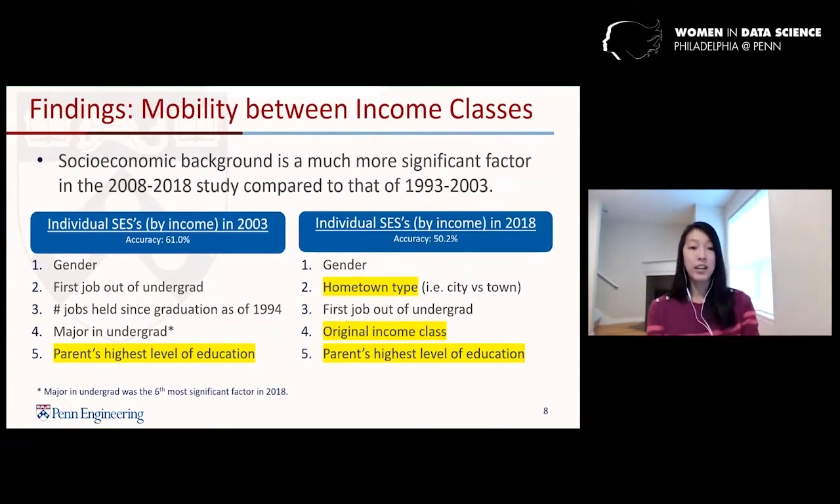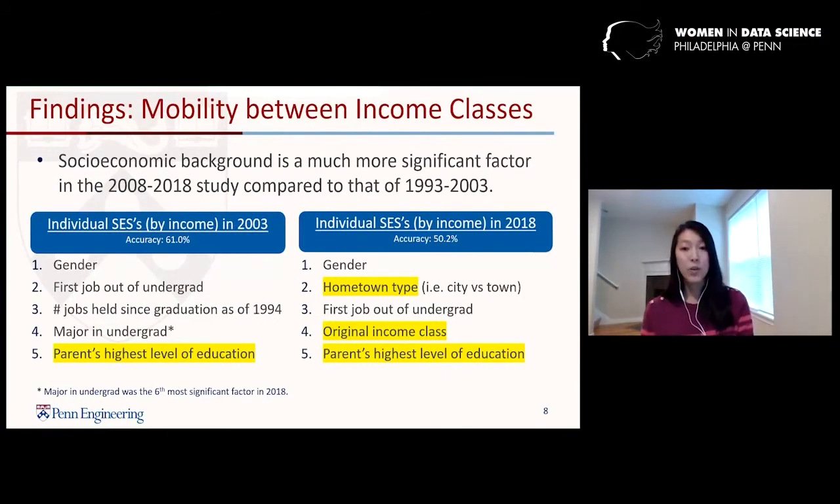So in each study, we note that there are top 5 factors that predicted whether an individual's socioeconomic status would end up in lower, middle, or upper class. Those highlighted in yellow are indicators of socioeconomic backgrounds. And what we see is that in the first study, it appears that college is the great equalizer, and that just having a college degree enables individuals to dictate their own future. So socioeconomic status wasn't as big of a factor.